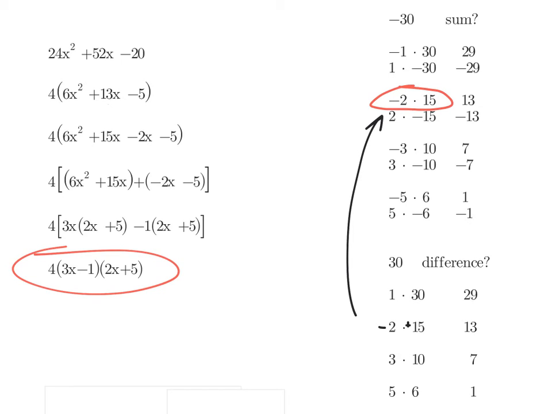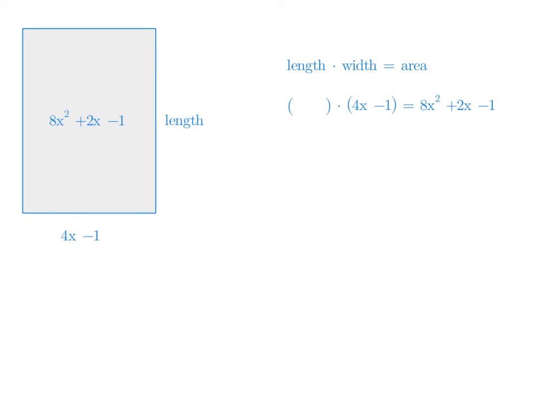Now let's look at the other one. It's going to be very easy compared to this one. Essentially what you're saying is a rectangle has an area of this. So this is its area. And we know that its width is 4x minus 1. What's its length? Well, you do length times width to get the area. So the length we don't know, but the width they told us, and we do know what the area is. So we need to figure out what binomial multiplies with this to make this.